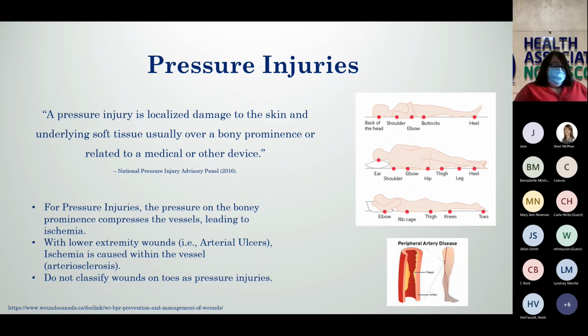Another important note, do not classify wounds on the toes as pressure injuries. These wounds are typically related to trauma from external forces such as footwear. Our treatment plan is to dry these wounds out as if they're arterial ulcers. Therefore, we classify them as such.